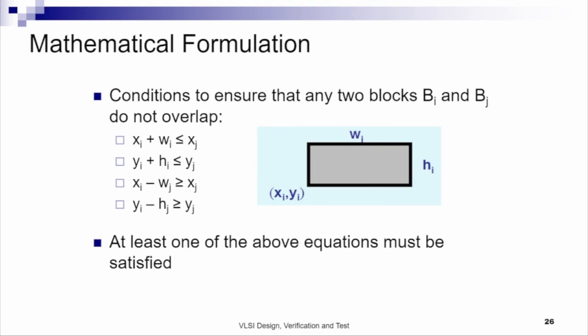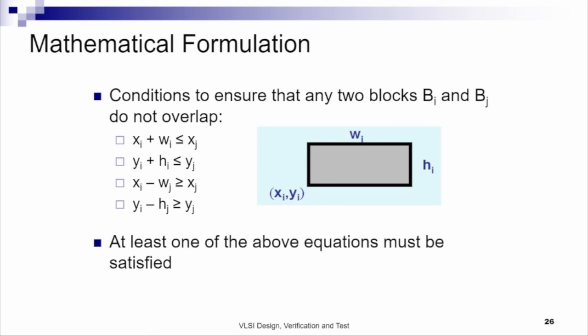Now, to ensure that any two blocks do not overlap, we need to determine what are the conditions that we need to ensure so that any two blocks, Bi and Bj, never overlap with each other.